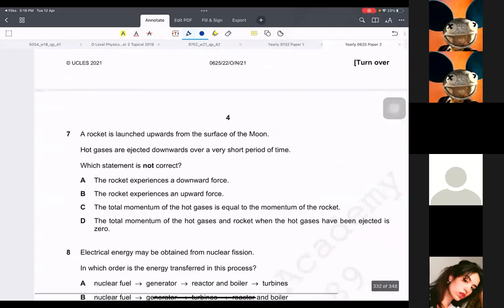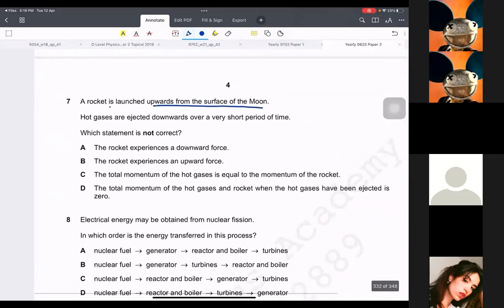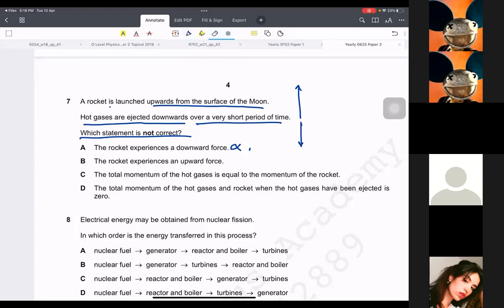Okay, then a rocket is launched upwards from the surface of the moon. Hot gases are ejected downwards over a very short period of time. Which statement is not correct? A rocket experiences downward force. That's wrong. If the gases go down, the force on the rocket should be up. Rocket experiences an upward force. That is correct, but not entirely correct.